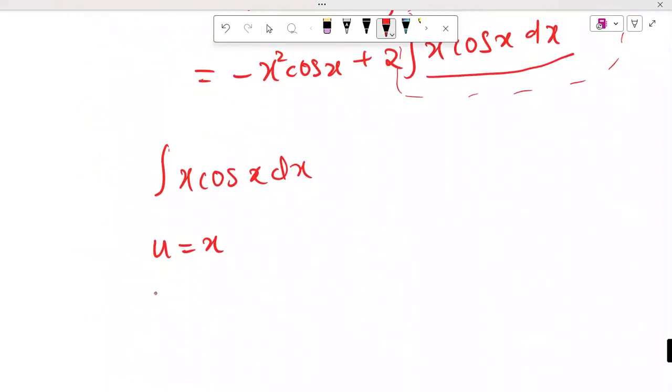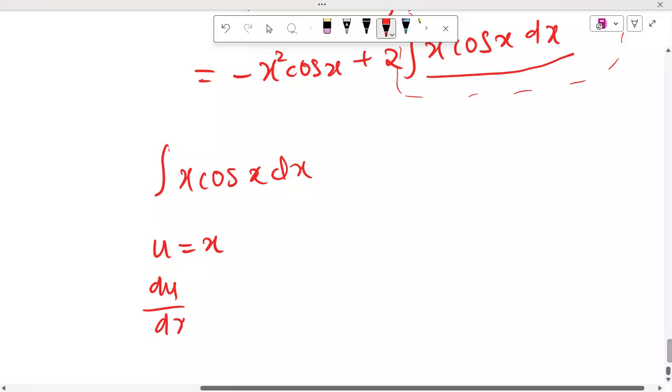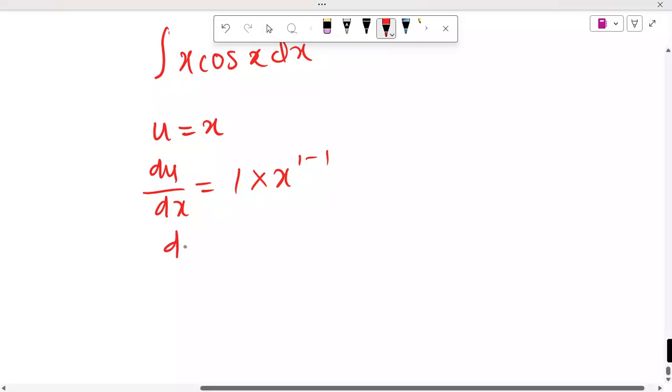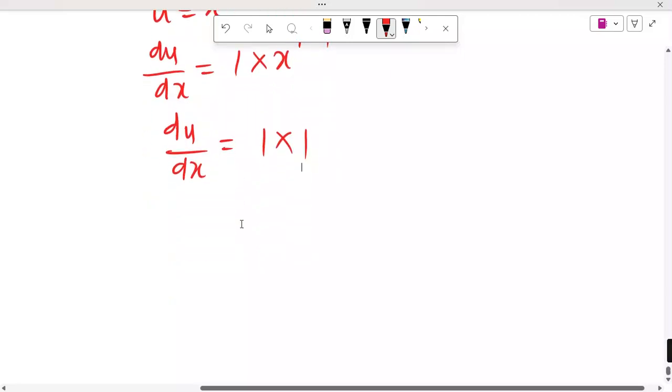Now we differentiate with respect to u. So du over dx is equal to, if you differentiate this, 1 multiplied by x to the power 1 minus 1. I've differentiated this multiple times now, so you just have to know differentiating x is just 1. du over dx is 1 over 1, cross multiply, so du is equal to dx.